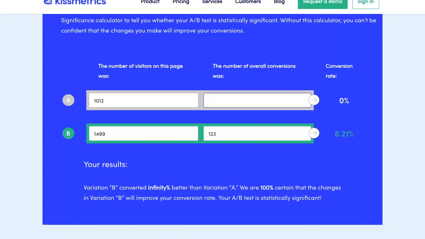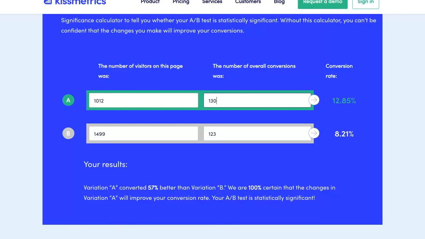If we type in 130, let's say, it now brings us to 12.85 as a conversion rate, and the conversion rate was 57% better than variation B, which means that it's 100% certain that the changes in variation A will improve your conversion rate, meaning your A/B test is statistically significant. So without this number, it could be hard to determine if the work you just did in creating the A/B testing really did provide the measurements and the knowledge for you to know which option to go with.